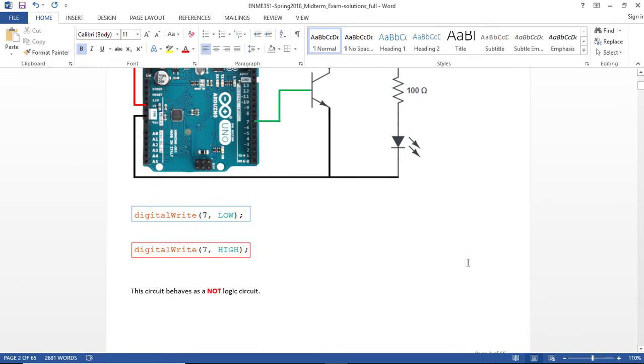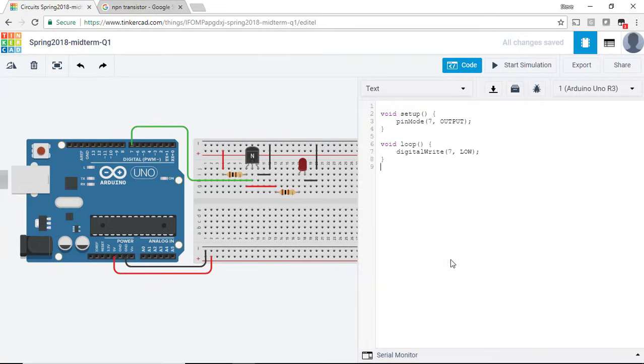And let's take a look at that in Tinkercad. Okay, so here we are in Tinkercad. I have an NPN transistor. I have the collector connected through a resistor here. The base is connected to pin 7, digital output pin 7. You notice there's no tilde here, so that's simply a digital high or low pin. And then the emitter is connected to ground.